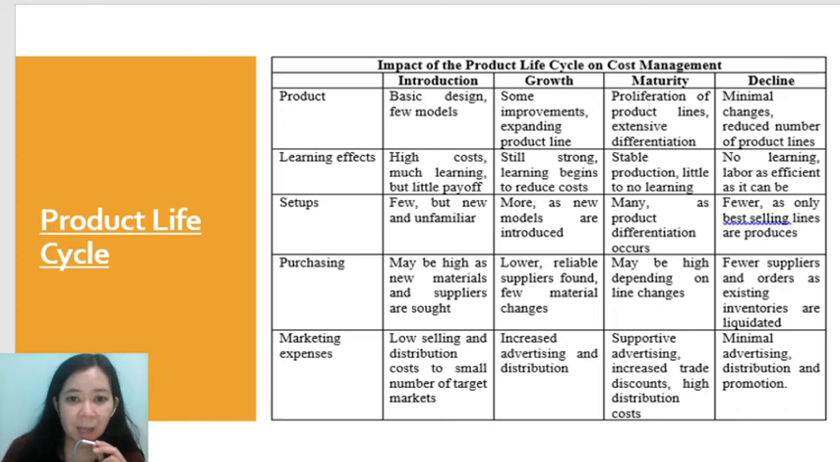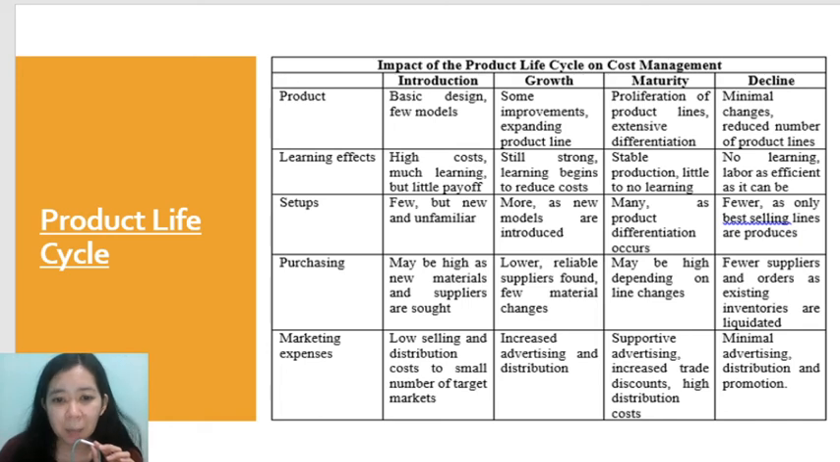For the learning effects, okay, so it follows. What about for setup? So few but new and unfamiliar for the introduction stage. For growth, more and new models are introduced, meaning to say more costs. For maturity, may be high depending on the line changes and additions. And for the decline, of course, fewer suppliers and orders, and inventories will actually be liquidated.